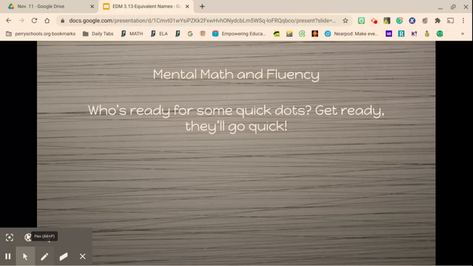All right, so we're going to get ready to do some quick dots. And remember, with quick dots, you're going to see a group of dots arranged in some pattern. And you are going to see them very quickly. You will not see them very long, but you are going to figure out how many dots are there and then what kind of number sentence can go with those quick dots. So get ready. I'm getting ready to show you the first set. It'll go very quickly, and then think about how many dots.